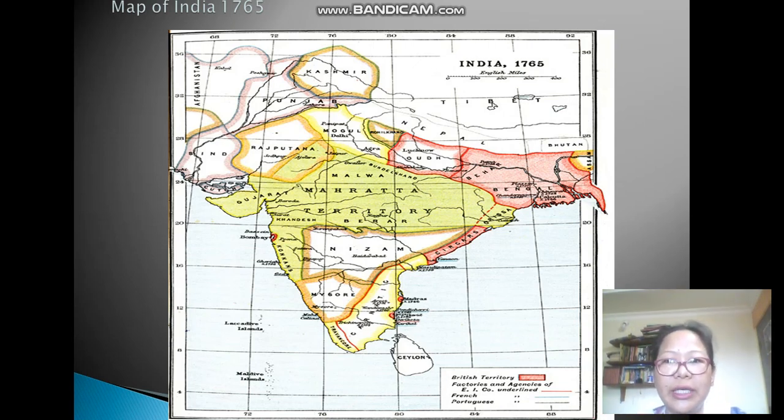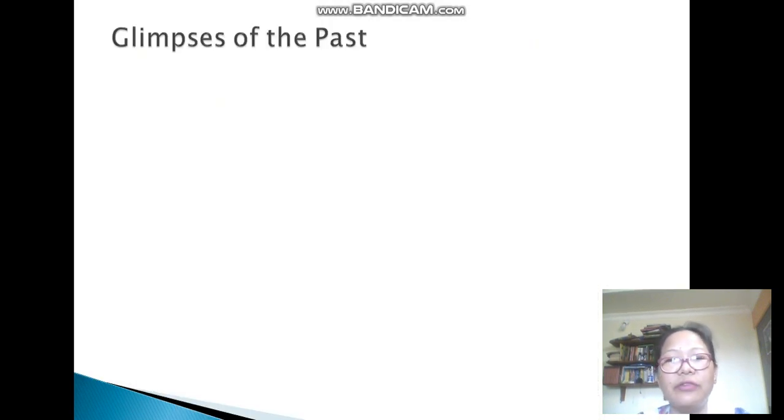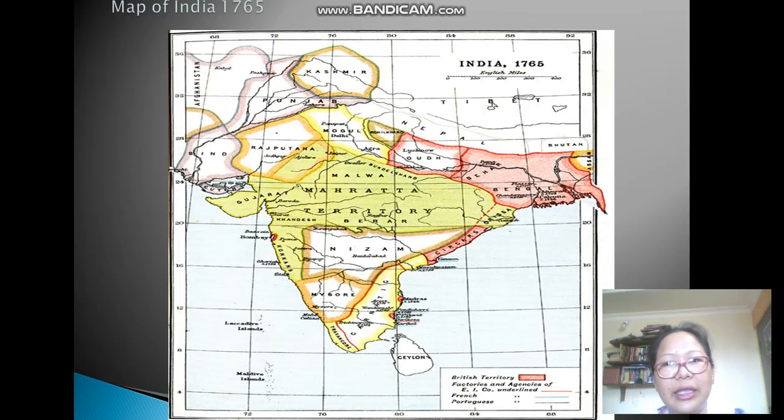In today's recorded class, I'm going to continue with the lesson, The Glimpses of the Past. We started with this lesson yesterday, and then we discussed the map of India during the time when Britishers invaded, when they came to India as traders. So this was the map of India. And this is a map of India in 1765, and the regions which are in red are the British territories. These were the territories which were taken control by Britishers once they entered India.